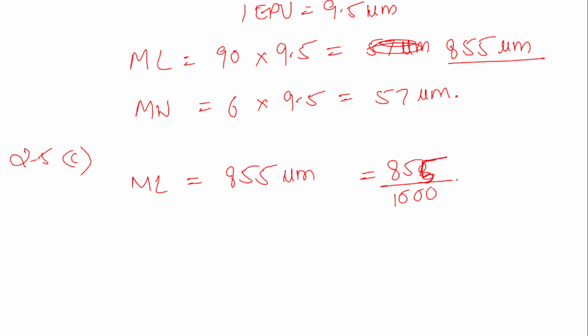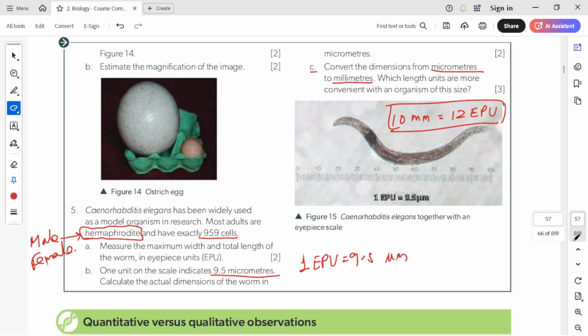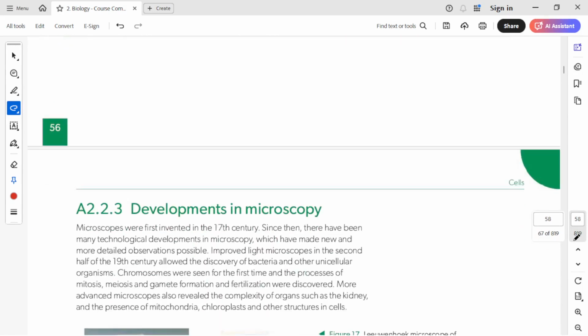So this will be 0.855 millimeters. That will be the maximum length, and maximum width will be equal to, it was 57 micrometers. So we will divide 57 micrometers by 1000. So this will be equal to 0.057 millimeters. Okay, so I hope the question is clear now, how we find out the magnification or image size or the actual size. Whatever is given to you, you can find out the third thing using the same formula. All right, so here we are done with the questions.